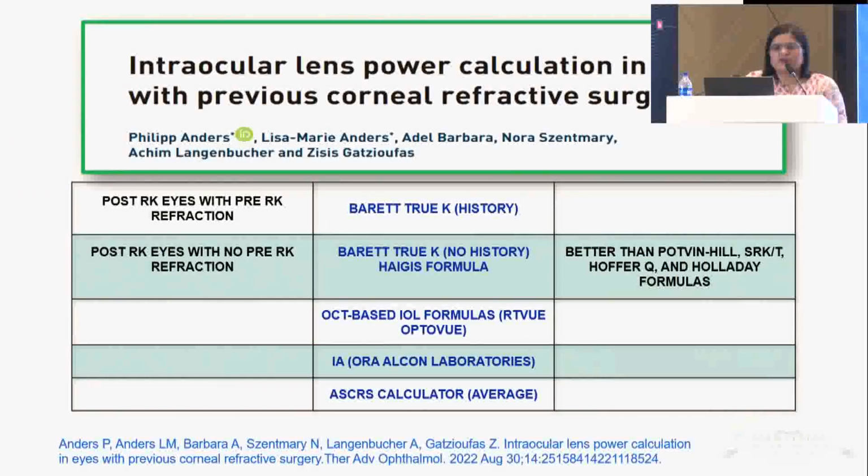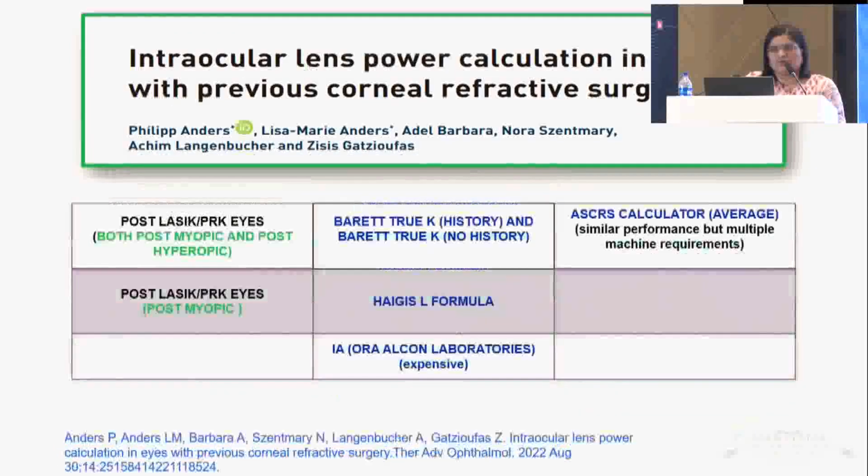Some studies have also shown that if you have post-RK eyes with pre-RK refraction, then the Barrett True-K history formula is better. If you have no refraction present, then going for the no-history formula of Barrett True-K, or the Haigis formula, or OCT-based, or the ASCRS calculated average all work better than Haigis-L, SRK/T, Hoffer Q and Holladay formulas.